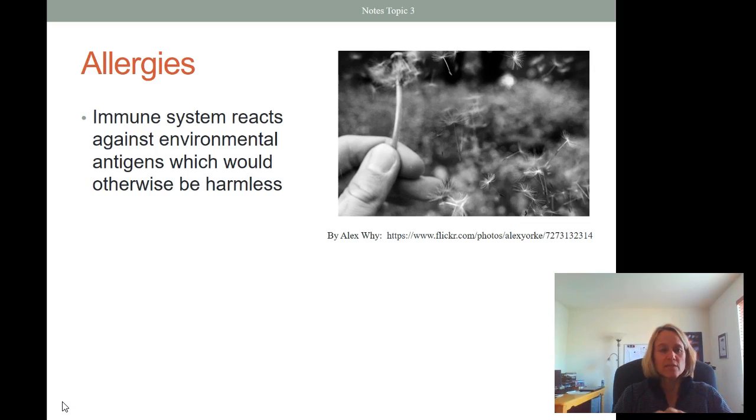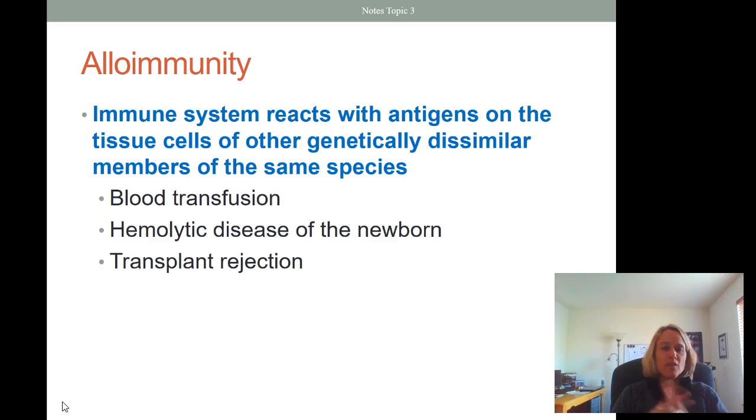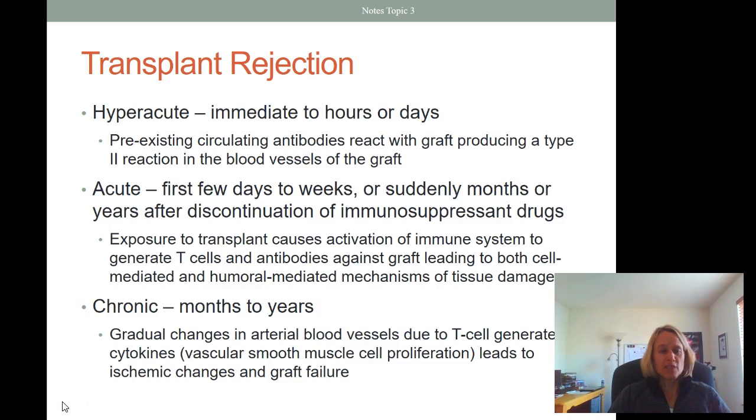So allergies is an immune system that reacts against environmental antigens that would otherwise be harmless, such as pollen or dust or pet dander or foodstuff. Alloimmunity is when the immune system reacts with antigens on the tissue cells of other genetically dissimilar members of the same species, such as could occur with an incompatible blood transfusion, in hemolytic disease of the newborn, which can occur with Rh incompatibility, or with transplant rejection. I want to talk about transplant rejection.